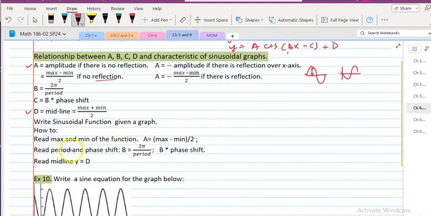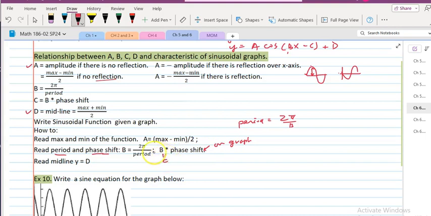You read the period and phase shift from the graph. And then you figure out what B is by calculating 2 pi over period. Because earlier, to calculate period when we did graphing, we said that is 2 pi over B. So now if we want to find B, it will be 2 pi over period. And then B times the phase shift on the graph would equal C.